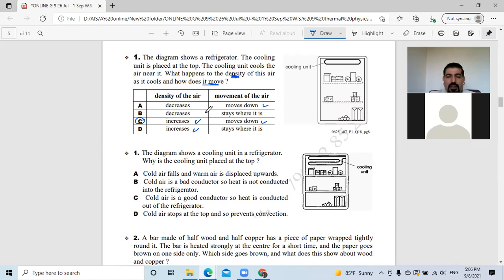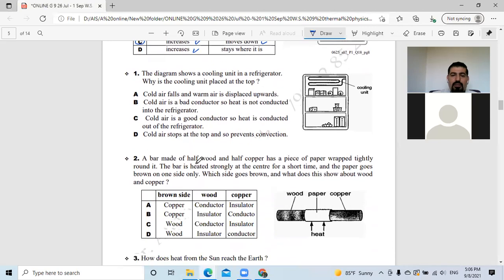Next question. The diagram shows a cooling unit in the refrigerator. Why is the cooling unit placed at the top? We mentioned it because we need everything to cool. That's why we put the air conditioner at the top of the room. Here the cold air falls and the warm air is displaced upwards. So the answer is A.